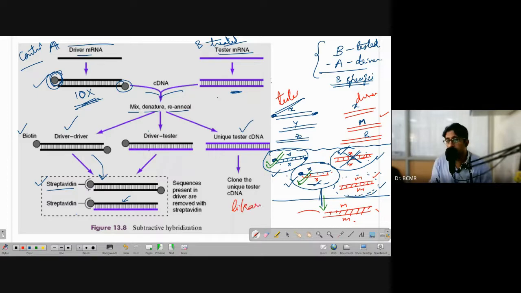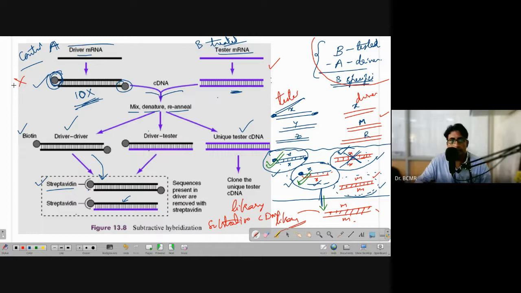Then we can go ahead with cloning procedures and make a library. That is a library of subtractive cDNA library. Do you have any questions on this? Please let me know. I hope you understood the objective of it. The objective is subtraction and cloning. I want B-specific genes, that means genes that are expressed in B but not in A. I want to clone them. That is what a subtractive cDNA library is.